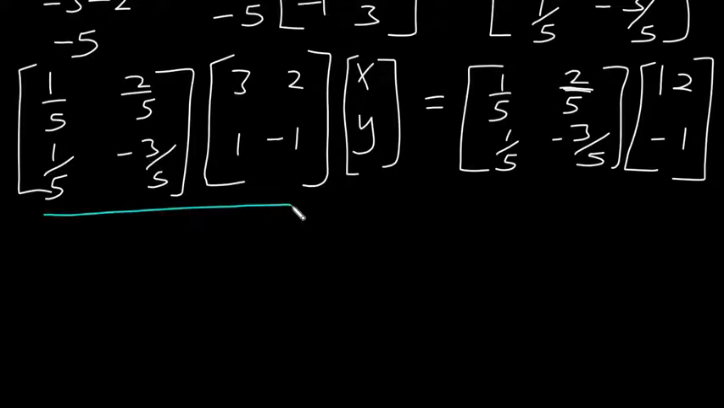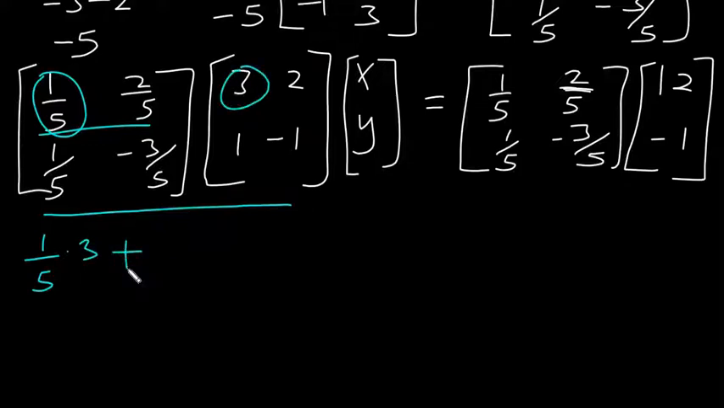As we said during the video about multiplication of matrices, we need to multiply a row and a column. So for this case, we're going to have 1/5. This 1/5, we're going to multiply by 3, and then we add it to 2/5 by 1. So we have 2/5 multiplied by 1. Okay, then that is the first element.